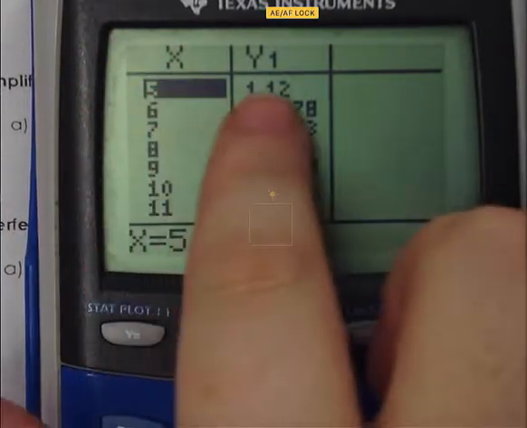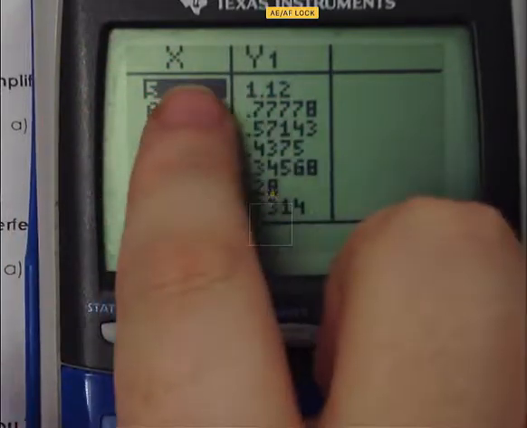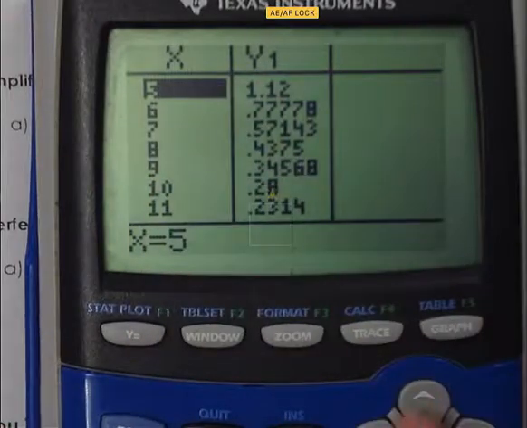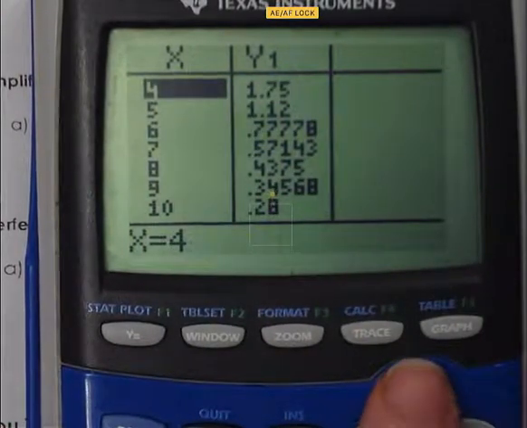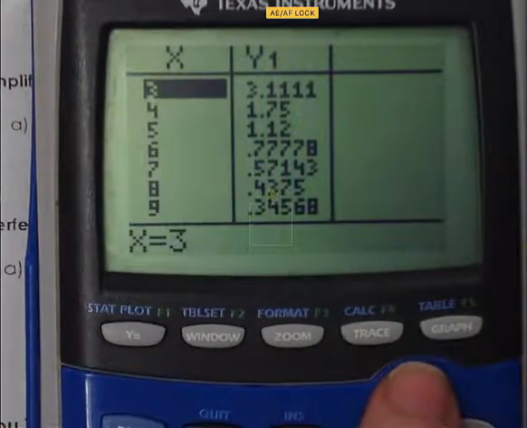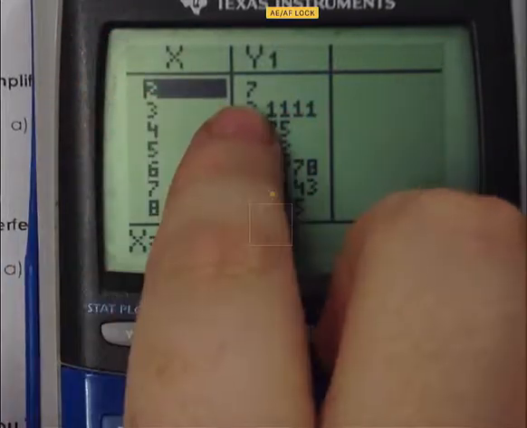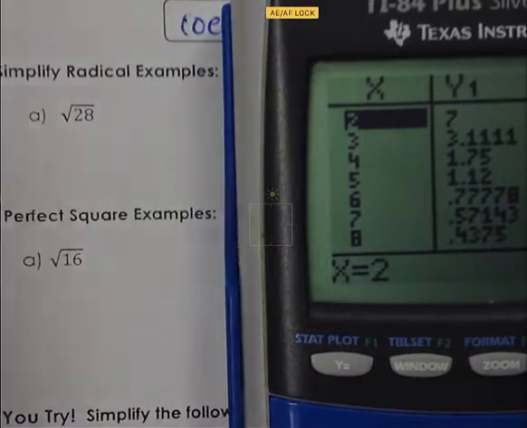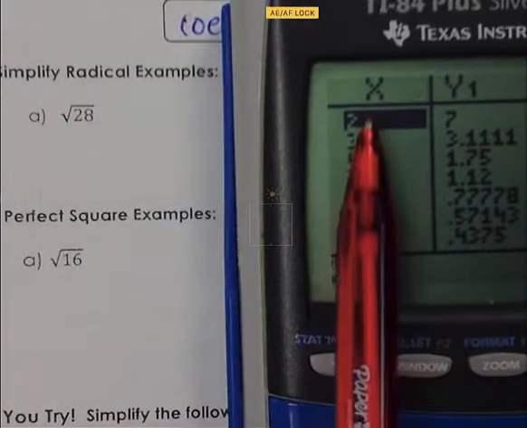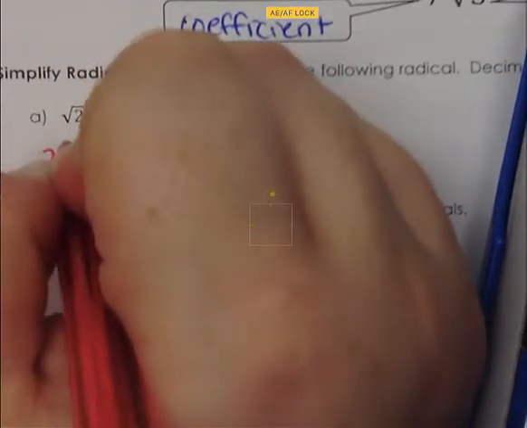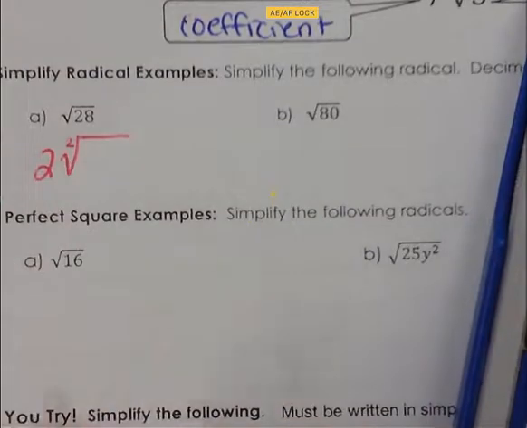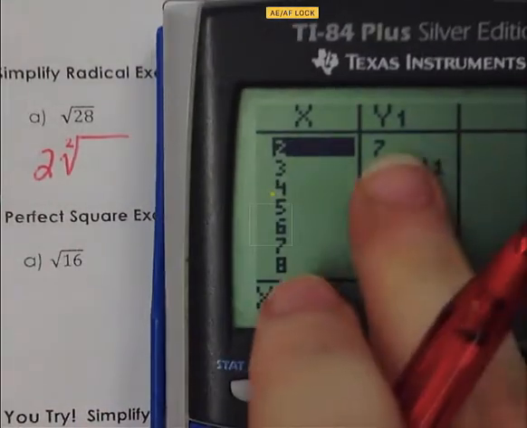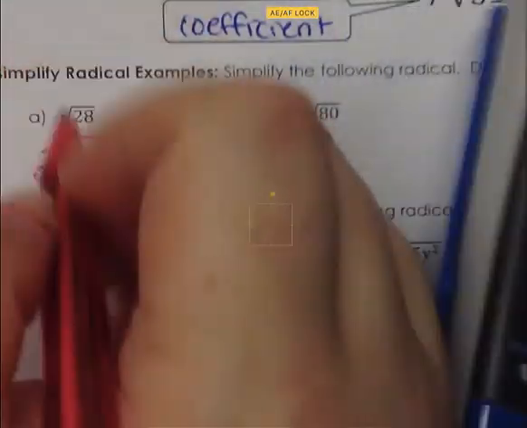Now what we're going to do is move up, and we're going to find the first time when we have 2 whole numbers. So 5 isn't right, 4 is not correct, 3 is not correct, 2 has a 2 and a whole number. So what that means is that this is actually going to be our answer. We write our answer out as the 2 is our coefficient. We still have the square root symbol because our index is still a 2. But then our 7 is our radicand.